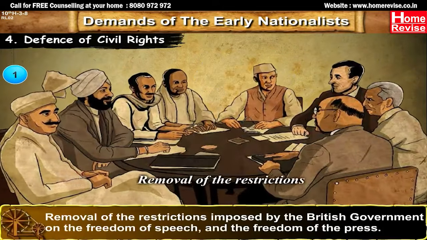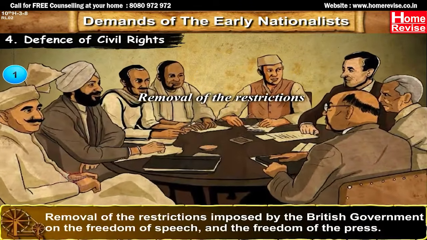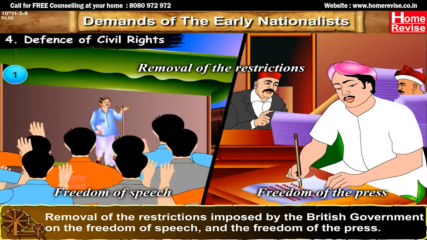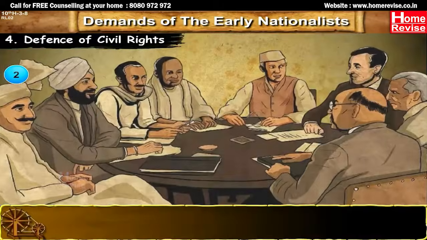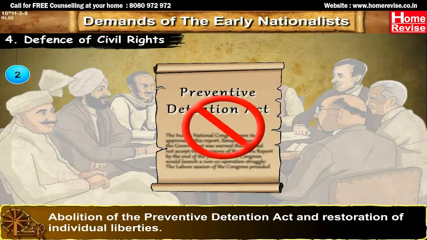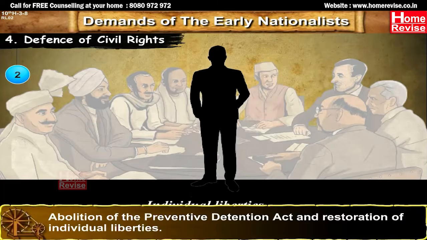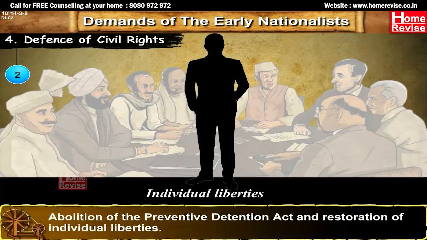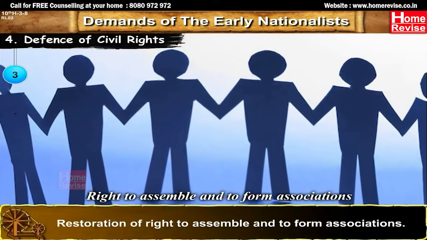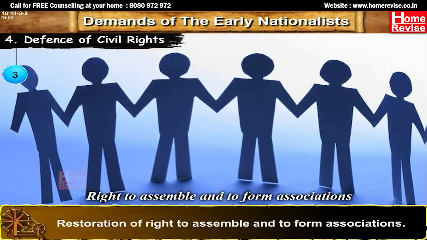First, removal of the restrictions imposed by the British government on the freedom of speech and the freedom of the press. Second, abolition of the Preventive Detention Act and restoration of individual liberties. Third, restoration of right to assemble and to form associations.